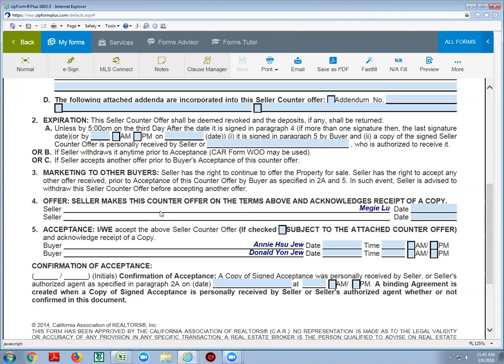Yeah. So on number 3, marketing to other buyers, same thing they mentioned. Without signing back, the seller has a right to continue to offer the property for sale. The seller has a right to accept another offer received prior to acceptance of the counter offer, just like on 2C. In such event, the seller is advised to withdraw this seller multiple counter offer before accepting another offer.